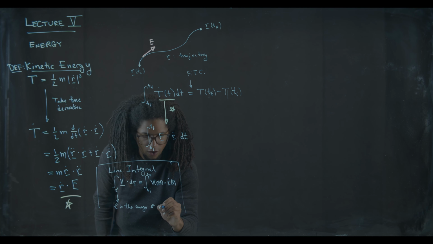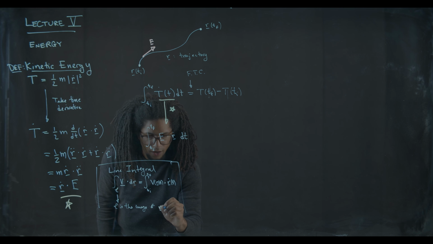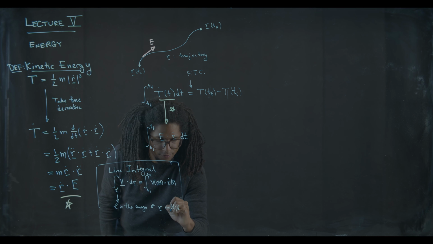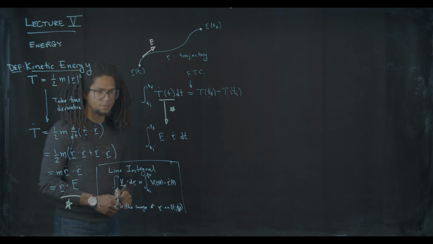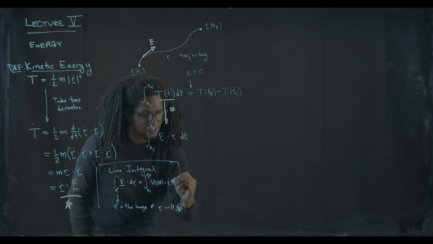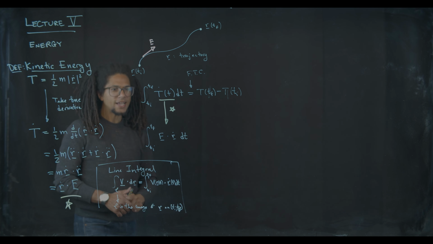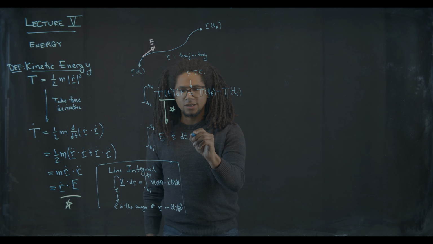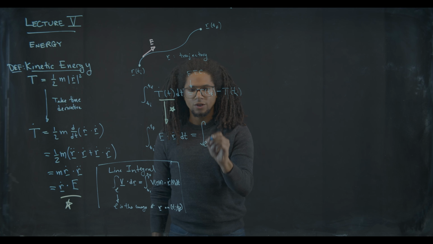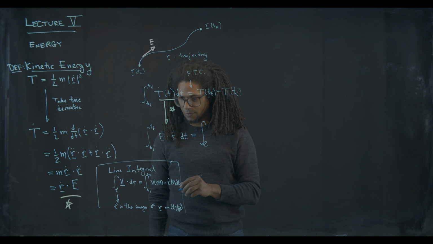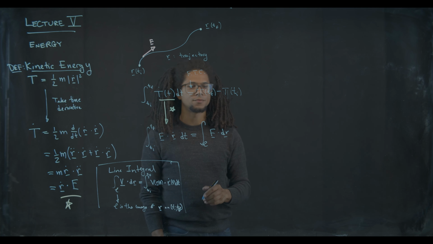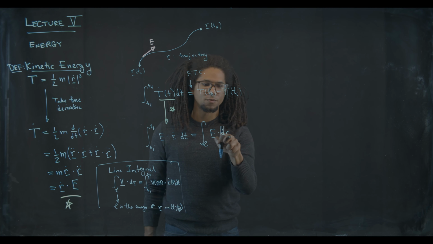So again, C is the image of r on ti to tf. Great. Didn't get my dt in there. But that's exactly what we have up here. So this thing is just the line integral over this curve C of f dot dr. Good.